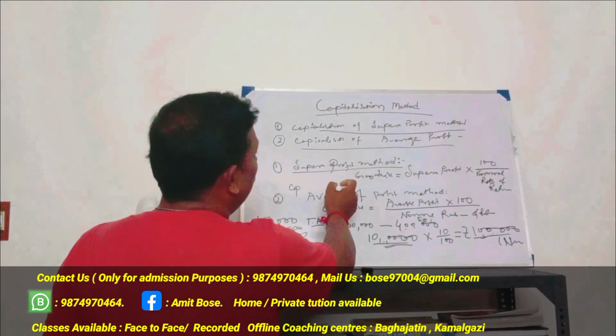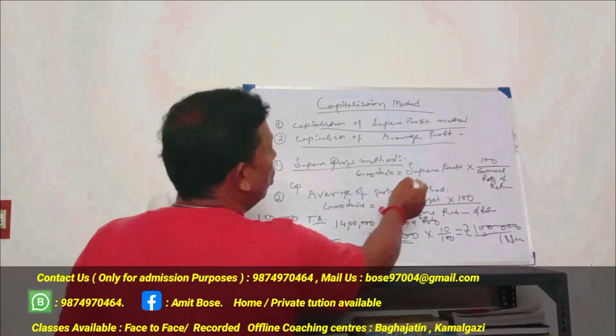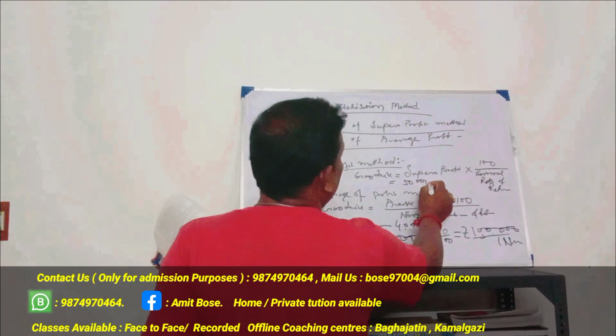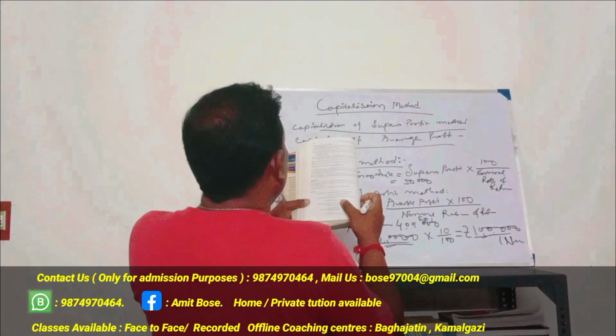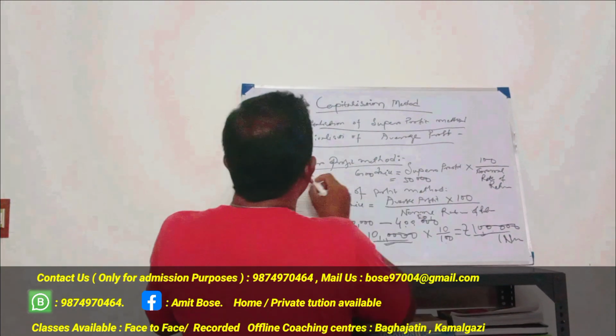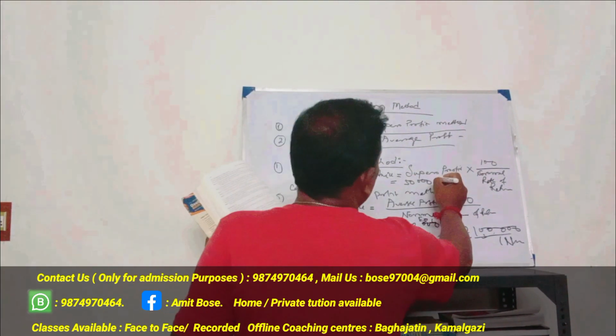Then you put the formula, capitalization method of super profit: Goodwill equals super profit into 100 divided by normal rate of return. Here it is the super profit. We find this in illustration number 23 of T.S. Goodwill, sum number 20, illustration number 23, page number 2.24.